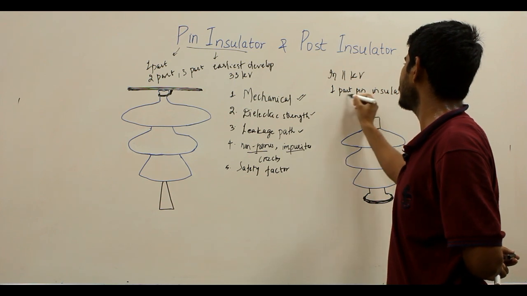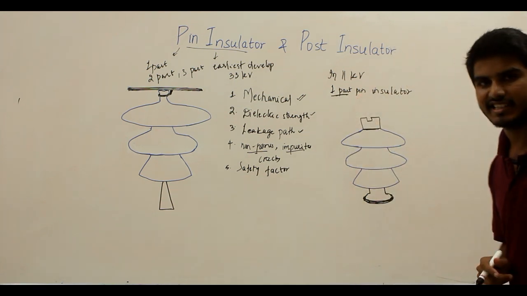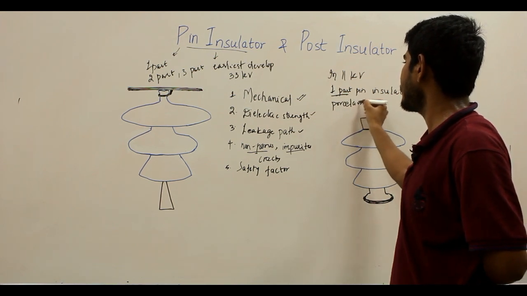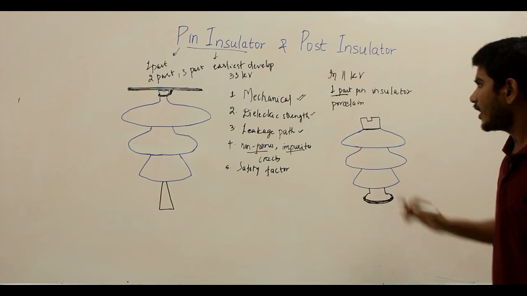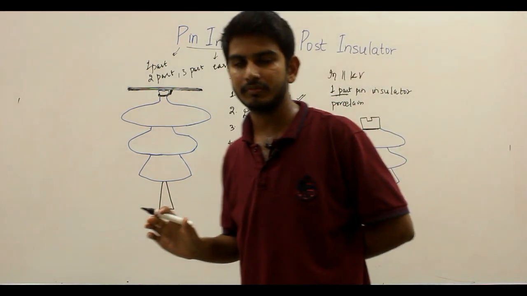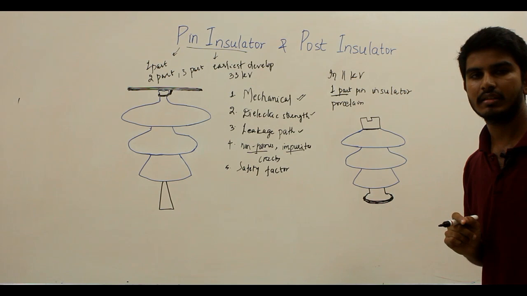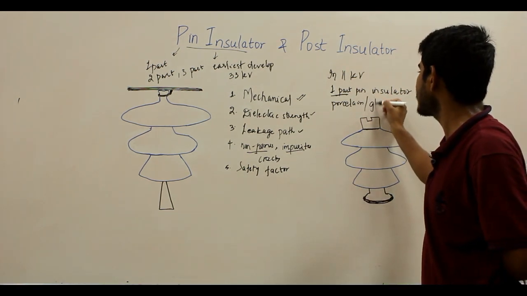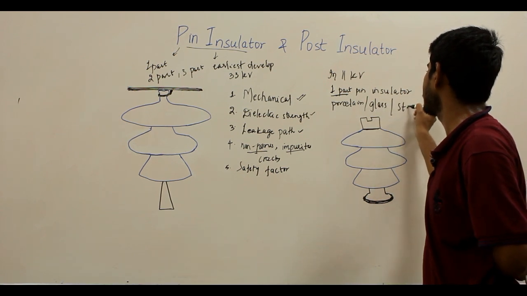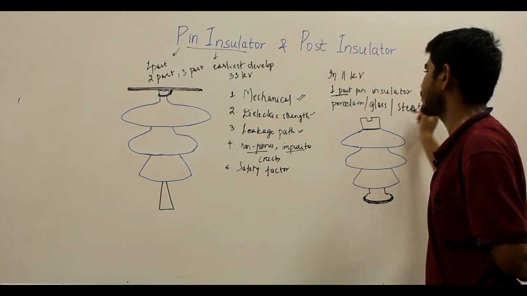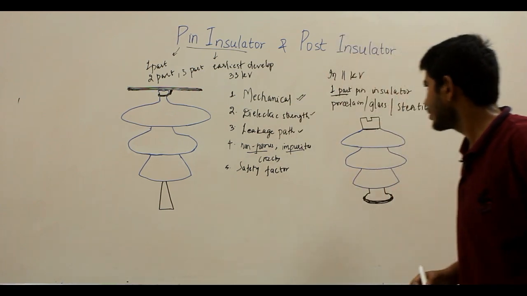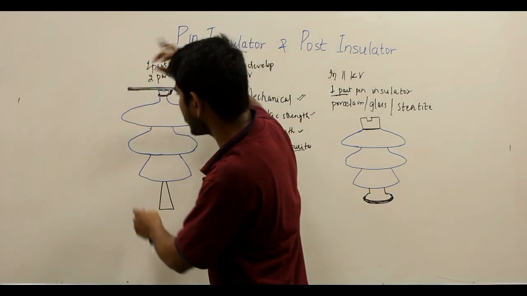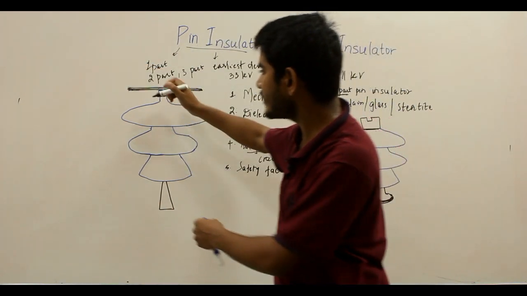One part means that there is only one porcelain shell. So only one porcelain shell is seen in the one part pin insulator, and here the whole pin insulator is a single piece that is properly designed of porcelain, or glass, or steatite, or some other composition having the following properties. Here the leakage path is dependent on the vertical surface area.